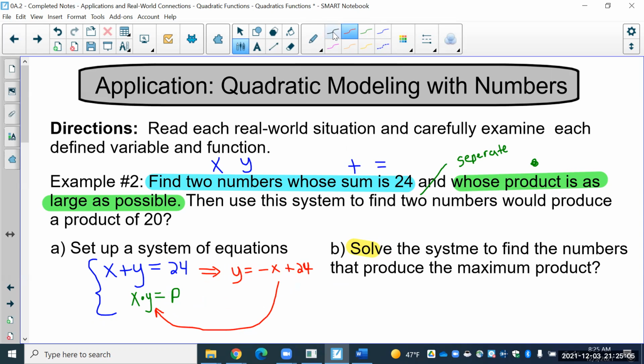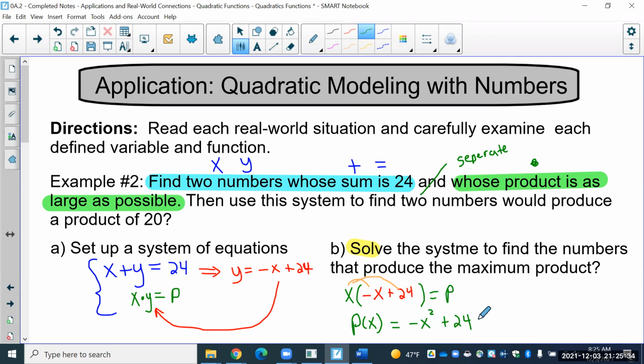All right, so that's going to look like this when I do that. It's going to be x times what y is solved for is equal to p, and y was solved for negative x plus 24. So if I need to put this in standard form and distribute it, I would get p of x, I'm just writing the p on the left side like we'd like to have it, is equal to negative x squared plus 24x.